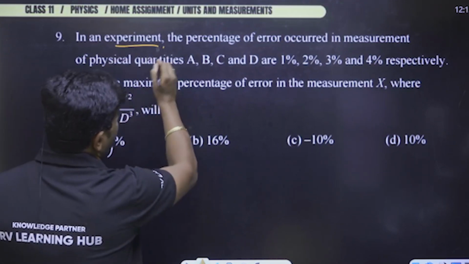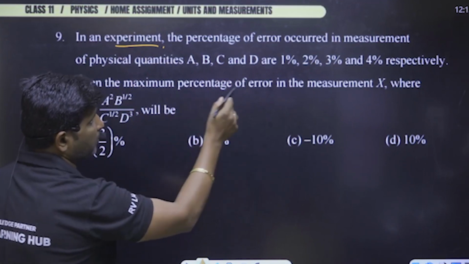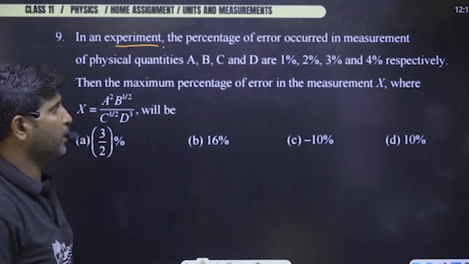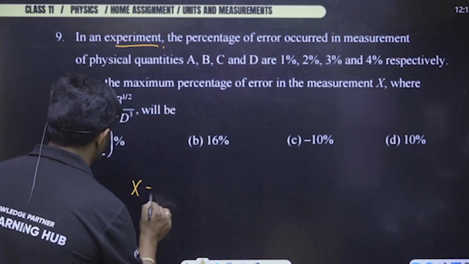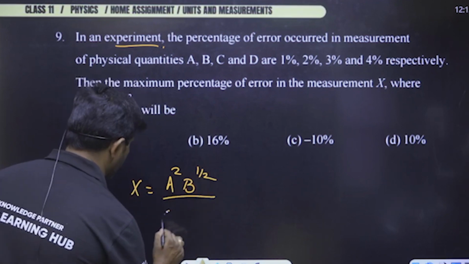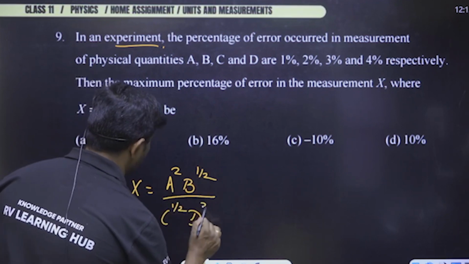In an experiment, the percentage errors of A, B, C and D are respectively given. The maximum percentage of the error in the measurement of x. What is x they have given? A square B power 1 by 2 divided by C power 1 by 2 D power 3.